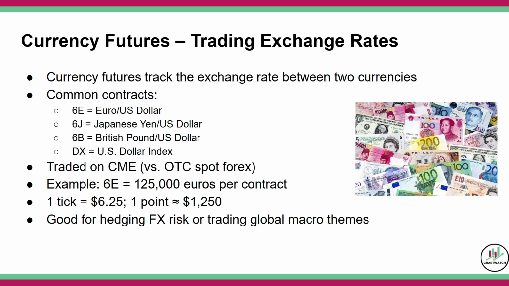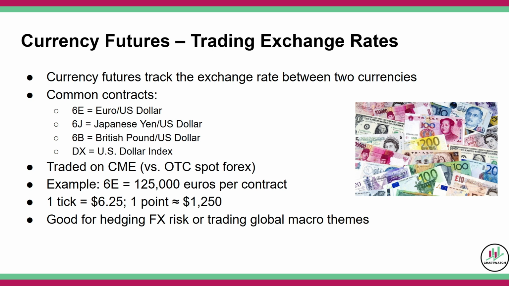So for instance, you have the 6E, which is the euro futures. It controls 125,000 euros worth of exposure. And so what that means is if the euro against the dollar moves by 0.01, which is 100 ticks, and you're holding one contract, that's a gain or loss of $1,250, plus or minus fees. And so each tick, if you divide that, is going to be $6.25.